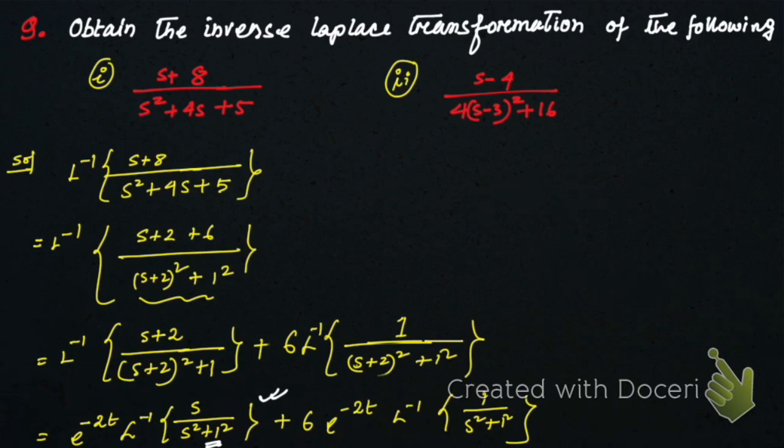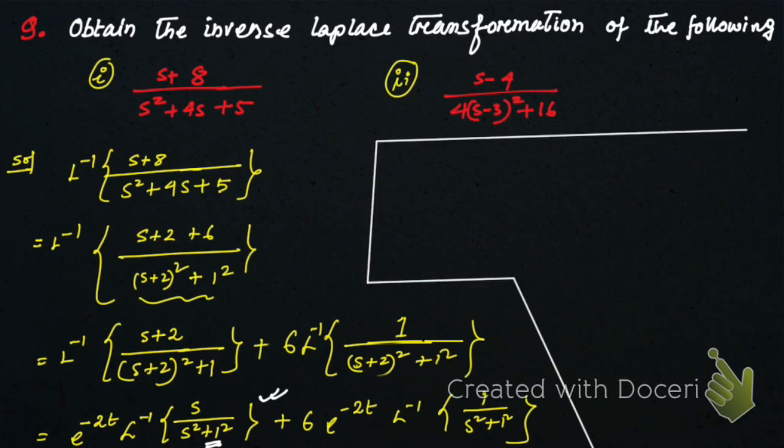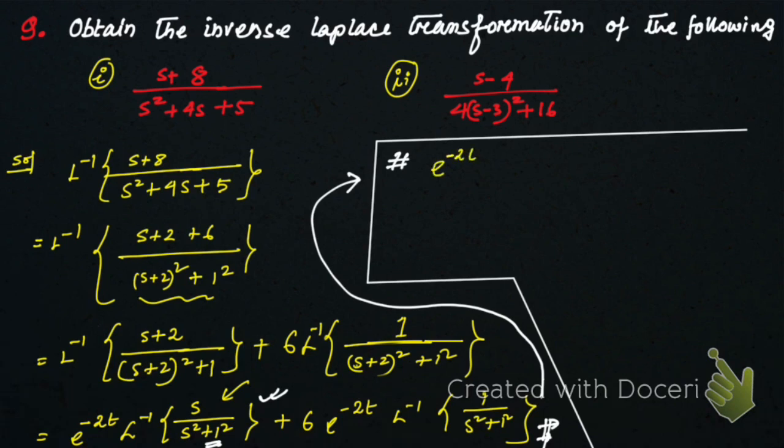So what we have got, now you see, let me continue the next step from here. Okay, so we are going that way. Then what we will get, the inverse Laplace transformation of this: here you see we have e to the power minus 2t already, and inverse Laplace transformation of this is going to be cos 1t, that means cos t, right?